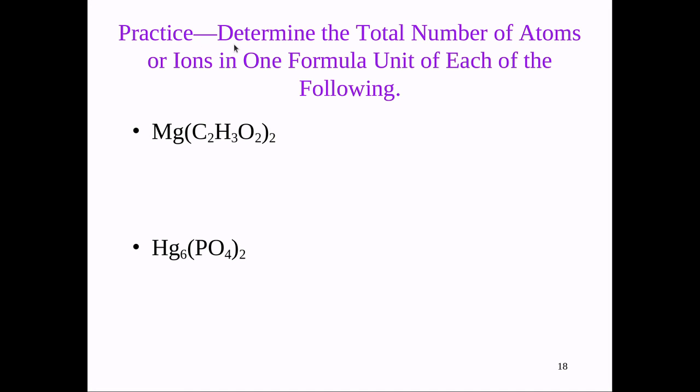So let's try a little practice here where we're going to determine the total number of atoms or ions in one formula unit of each of the following. So we have magnesium acetate. This is the acetate polyatomic. We have 2 of them. And then we have mercury phosphate with 2 of the phosphate groups. So try and make an attempt to identify how many of each atom we have and then the total number of atoms in both of these.